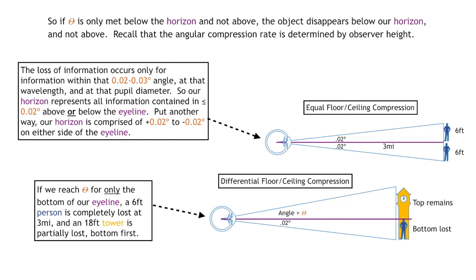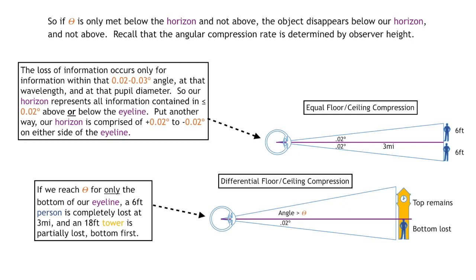So the loss of information occurs only for information within that 0.02 to 0.03 angle, if it's reached at that wavelength and at that pupil diameter. So our horizon represents all information contained within an angle less than 0.02 degrees above or below the eye line. Or put another way, our horizon is comprised of plus 0.02 degrees to minus 0.02 degrees on either side of the eye line.